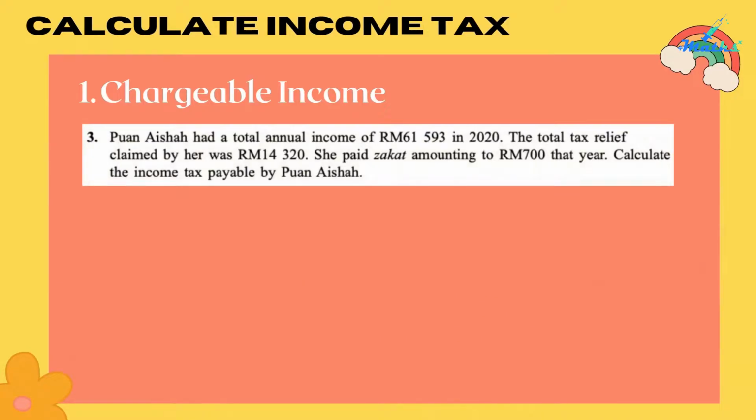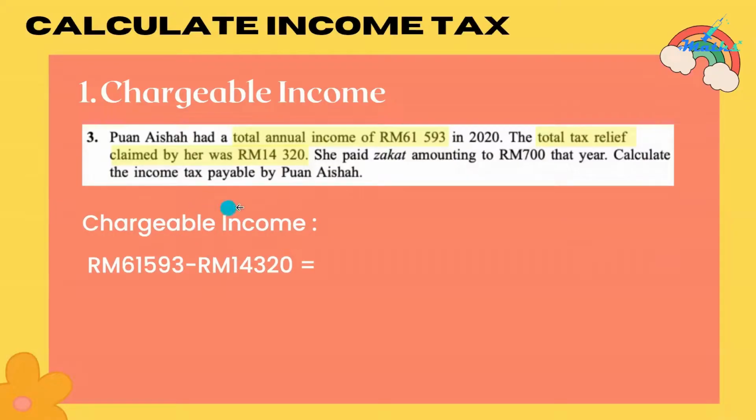So let's do some questions. First, we need to find the chargeable income. Let's read the question. Wan Aisha had a total annual income of 61593 ringgit in 2020. The total tax relief claimed by her was 14320. She paid zakat amounting to 700 that year. Calculate the income tax payable by Wan Aisha. So let's start to calculate the chargeable income.